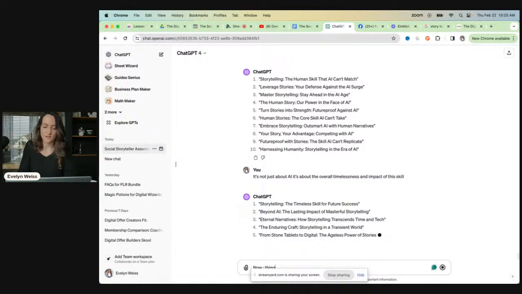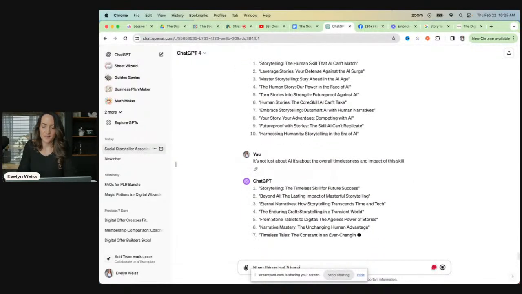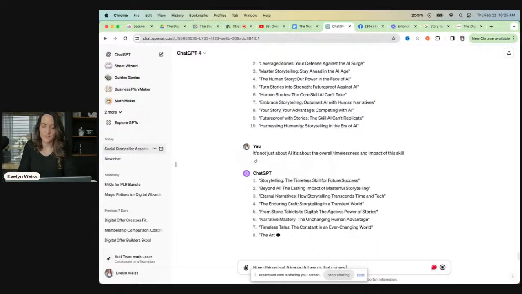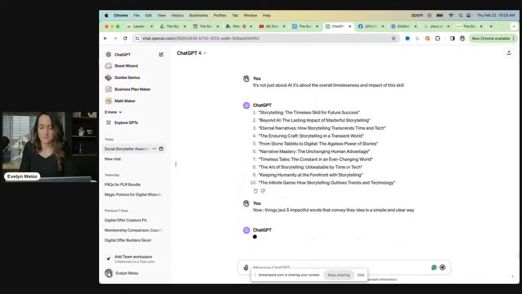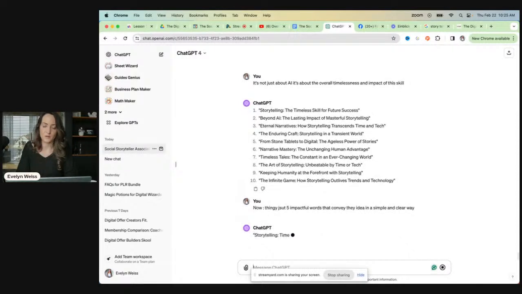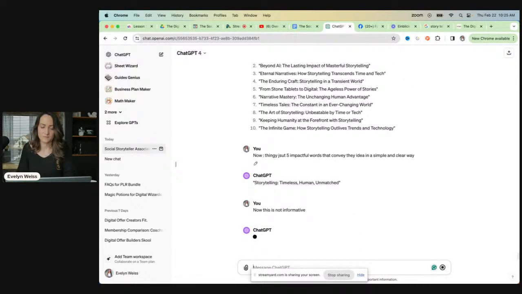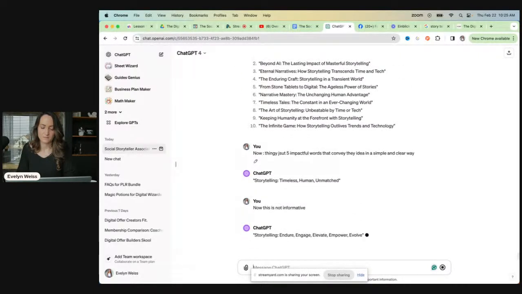Double dot thingy. Just 5 impactful words that convey the idea in a simple and clear way. It's just thinking too complex. No, this is not informative. No, this is even less informative.